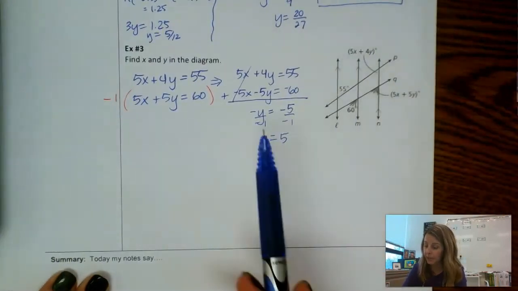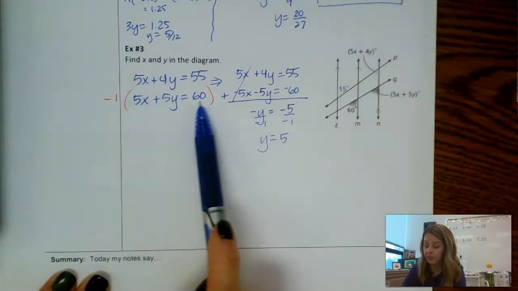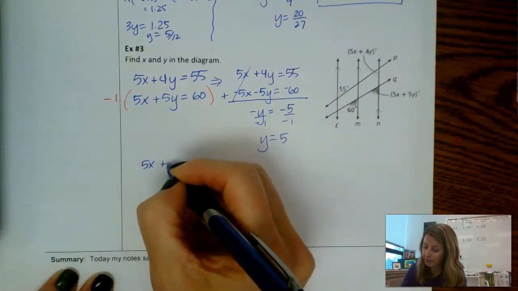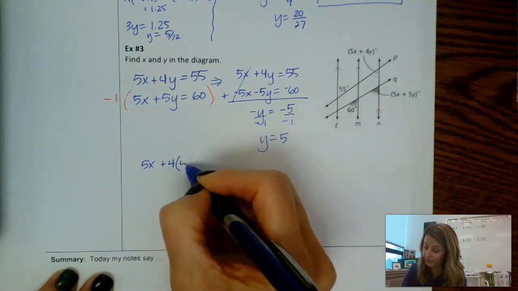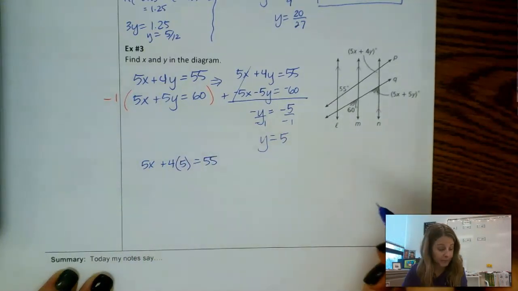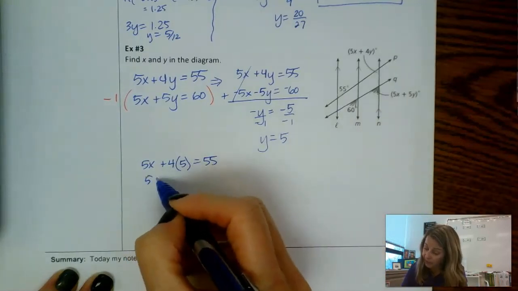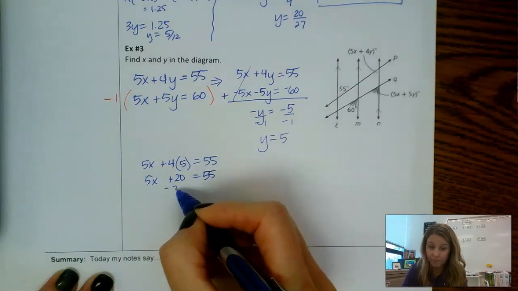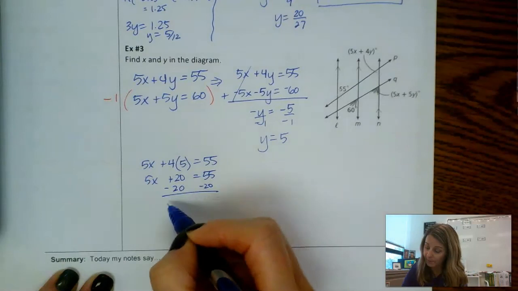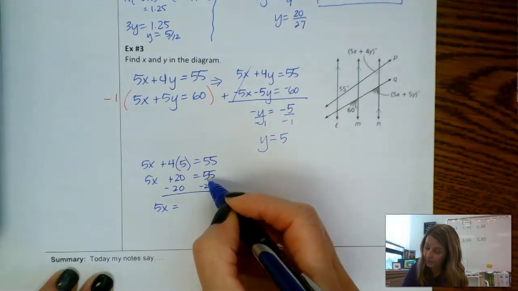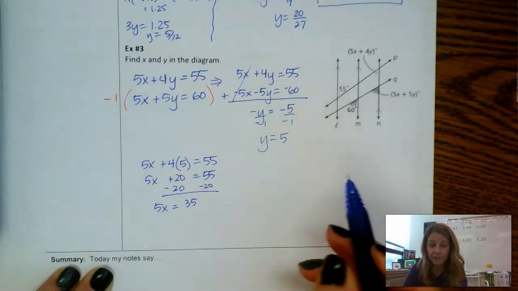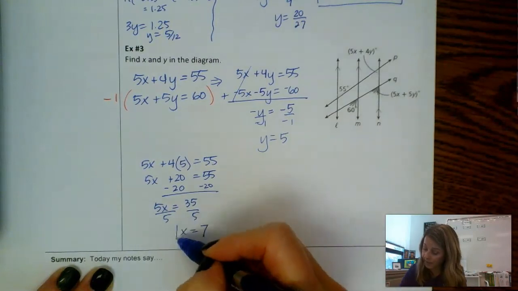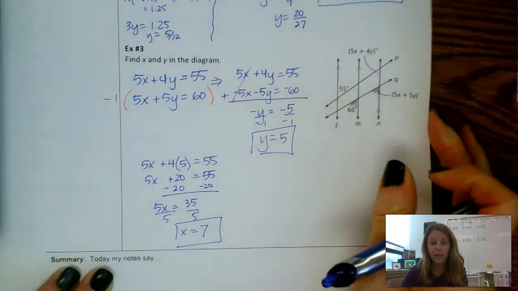Okay, now we can plug it in anywhere. I can plug it in here. I can plug it in here. I'll just go to the top one. So I'm going to have 5x plus 4 times 5 equals 55. So 5x plus 20 equals 55. Take away 20. 55 minus 20 is 35. And then divide by 5 is 7. So I've got x equals 7 and y equals 5.